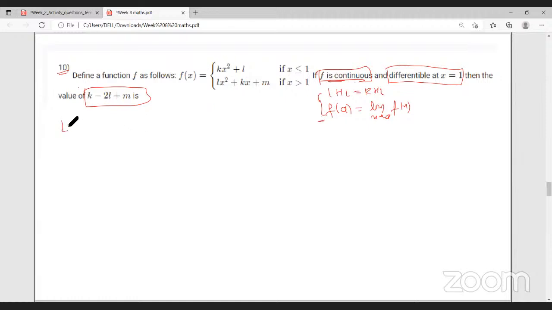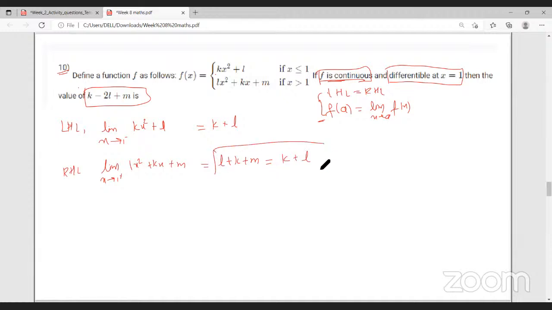What is the left hand limit here? K plus L, sir. Limit from the left of kx plus L will be K plus L, right? Yes, sir. What is the right hand limit? It will be Lx square plus Kx plus M, and if I put x equals to 1, it will be L plus K plus M. Now, if my function is continuous, then these limits are equal. So this equals the left hand limit, K plus L, right?